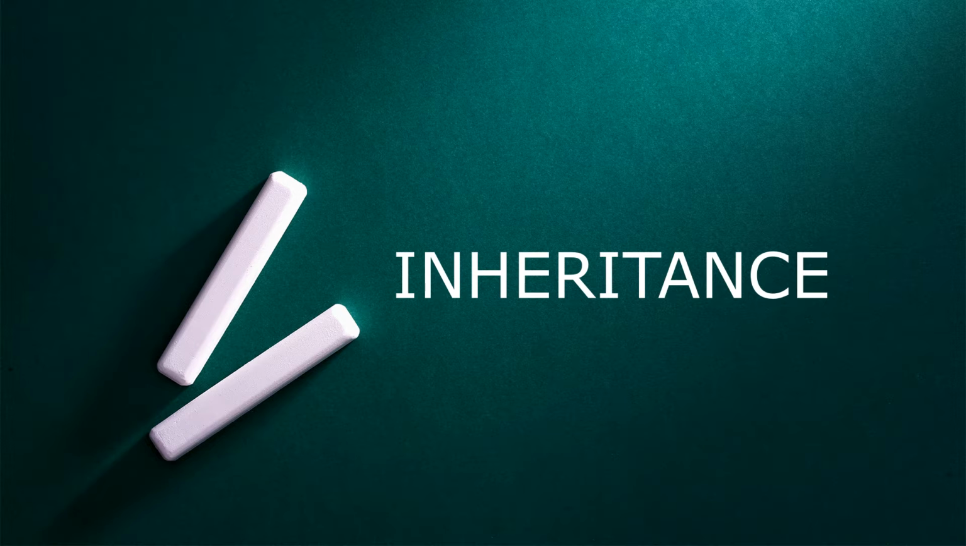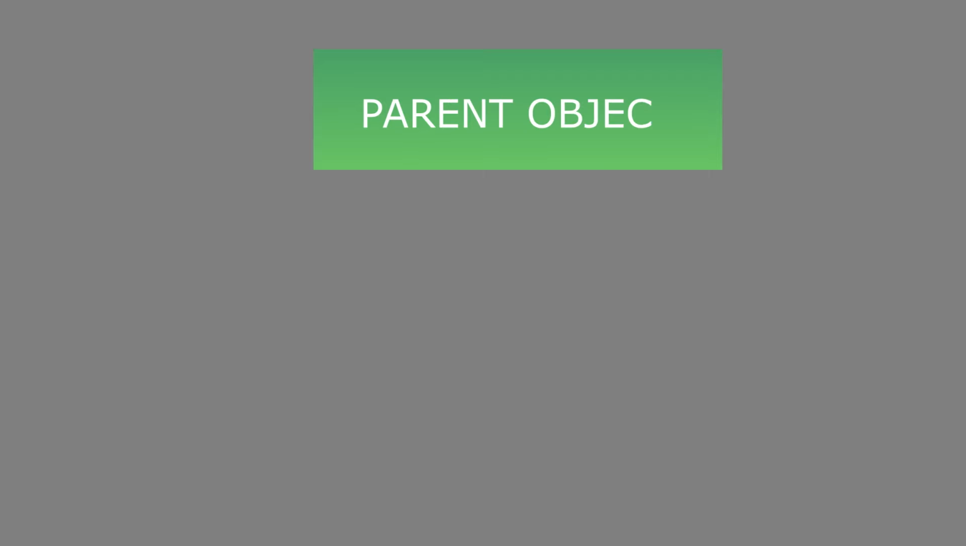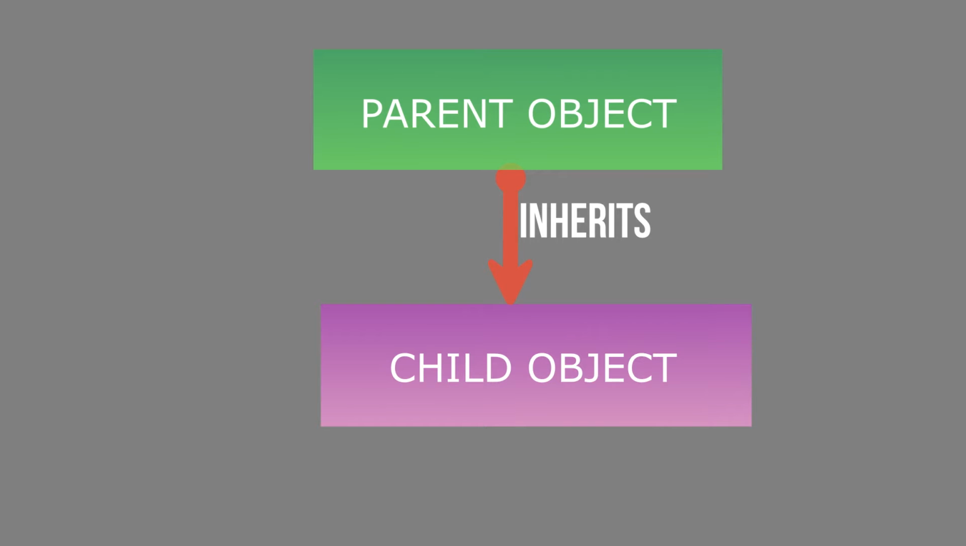What is inheritance? Inheritance is where one object gets the properties and behavior of another object by just extending the parent object. So here the terms are parent and child classes. Let's take an example of a parent class, vehicle. A vehicle parent class can have children like two-wheeler and four-wheeler.